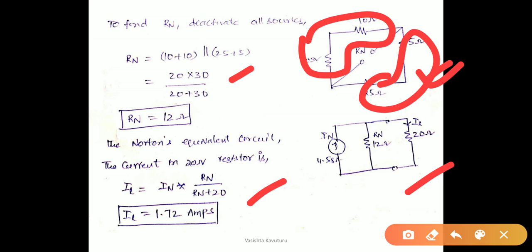Therefore, IL, nothing but the load current, can be calculated as IN into Rn by Rn plus 20. This is the parallel current division rule. So, the IL value can be calculated as 1.72 amperes.